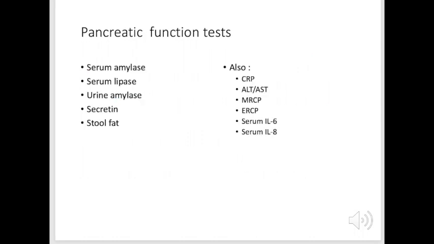When we talk about pancreatic function, we're looking at amylase, lipase, and urine versus serum, and basically going to indicate pancreatic inflammation. You can do a secretin test, which would show a decreased volume with pancreatic disease, as secretin stimulates pancreatic secretion. Also, you would be looking at stool fat and fecal elastase. You could also do some liver function tests.